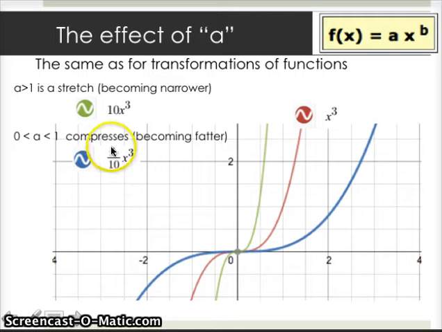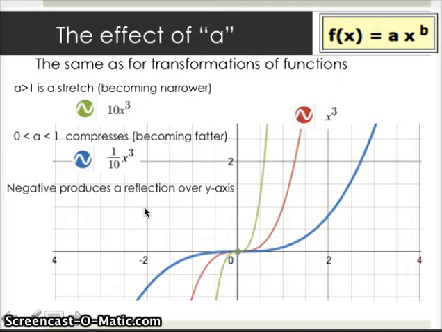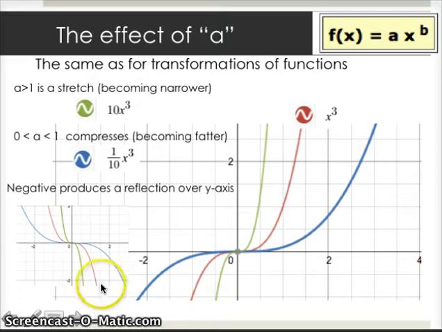That is the function 1/10 multiplied by x cubed. And then if the value of a in front is negative, then a negative is a reflection. That is going to be a reflection over the y-axis. So it's going to flip it around like that, and those would be our negative values. So that is how a affects the function.